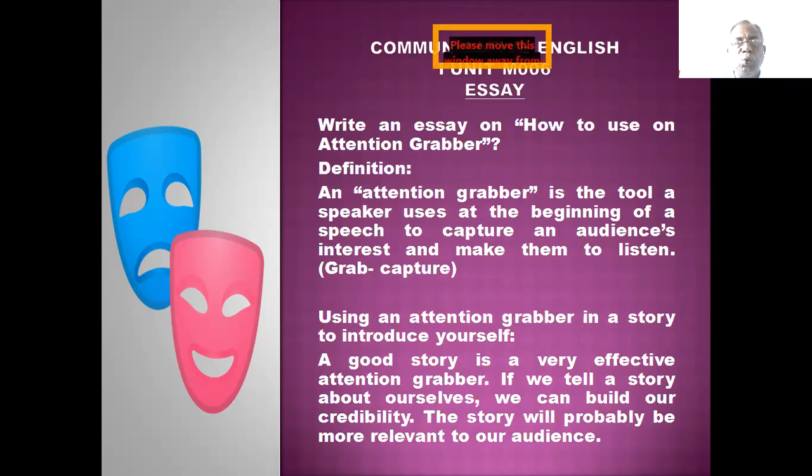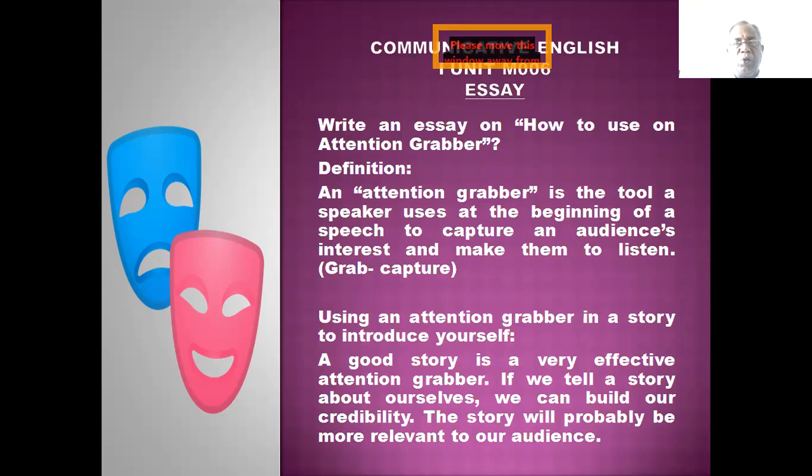An attention grabber is a tool, a device a speaker uses at the beginning of the speech. If you want to present anything, your first sentence should be very striking. That should strike, that should catch everybody in the auditorium. So an attention grabber is the tool a speaker uses at the beginning of a speech or a talk to capture the audience's attention and interest. The audience will be of different age groups. Elders will be there, youngsters will be there, children will be there. So you need to arrest everybody.